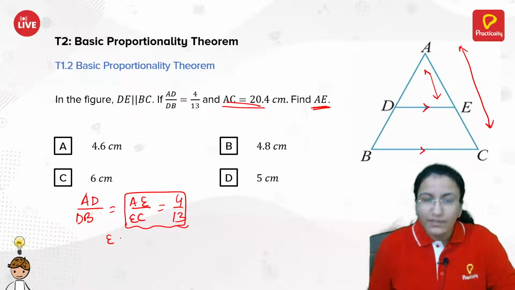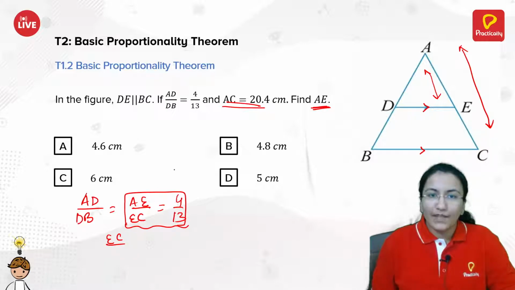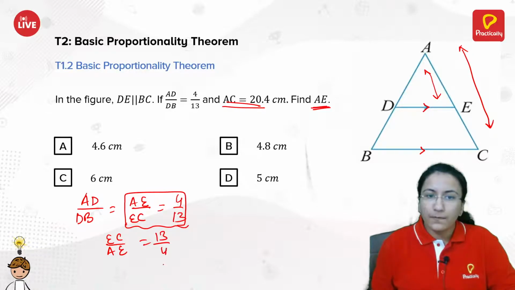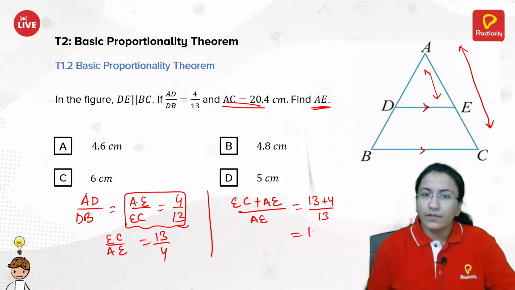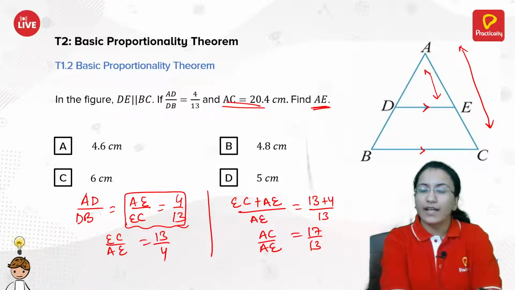Gugan also said B part. I hope that B part is correct. Let's just solve this. EC by AE is equal to 13 by 4. Now add 1 on both the sides. You will have EC plus AE divided by AE is equal to 13 plus 4 by 13, right? So it will be 17 by 13. You have AC by AE is equal to 13 by 17 by 13, right?